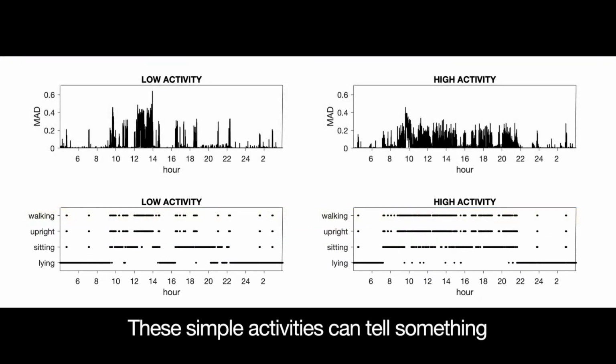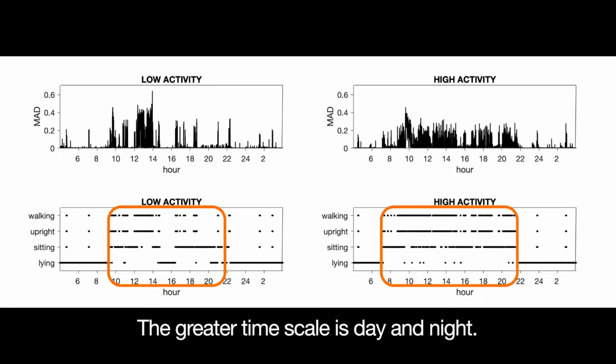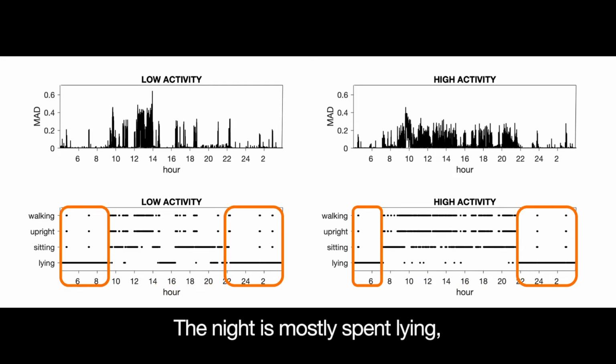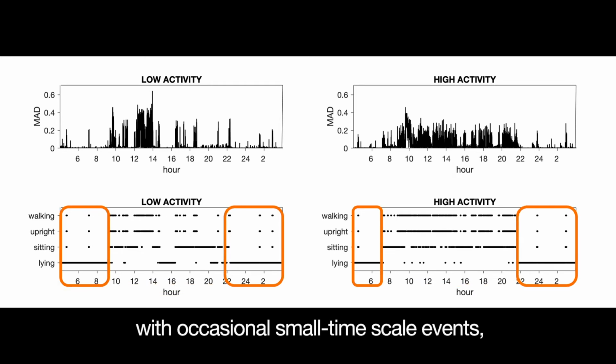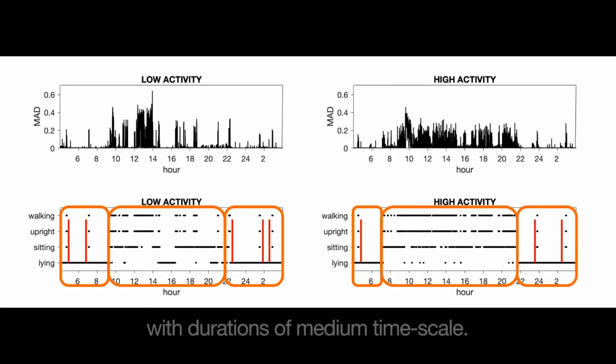These simple activities can tell something about daily behavior at different timescales. The greater timescale is day and night. The night is mostly spent lying, with occasional small timescale events, possibly visits to the toilet. During the day, there are activities with durations of medium timescale.